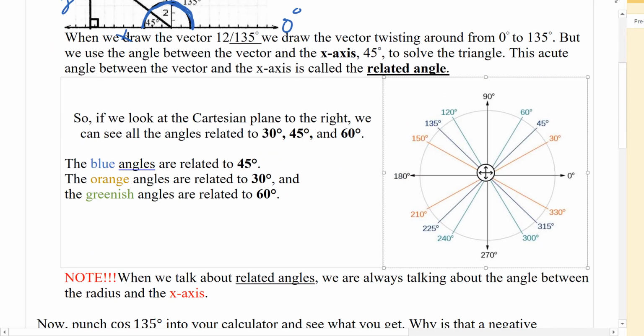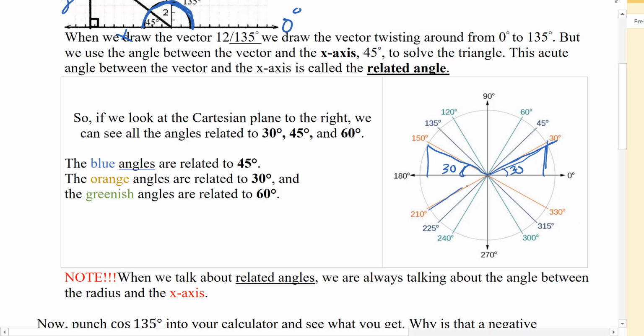Let's look at a picture of what I'm trying to say. If we look at the Cartesian plane to the right, the circle with all these angles on it, we can see all the angles related to 30, 45, and 60. If you go to 30 degrees, obviously the angle you're working with is 30 degrees, right there in that triangle. If you go to 150, you are again working with the 30-degree angle when you draw your triangle, because this is 180 and that's 150, so 30 degrees between the angle and the x-axis.